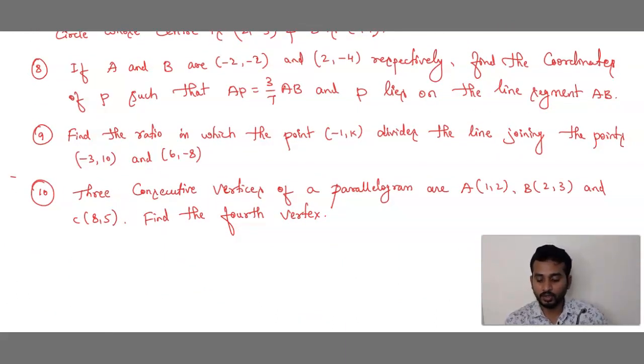Next, find the ratio in which the point minus 1 comma k divides the line joining the points A of minus 3 comma 10 and B of minus 6 comma minus 8. You have to find the coordinates. Three consecutive vertices of a parallelogram are A of 1 comma 2, B of 2 comma 3 and C of 8 comma 5. Find the fourth vertex. So you have to find the coordinate D, D of x comma y, in this problem.